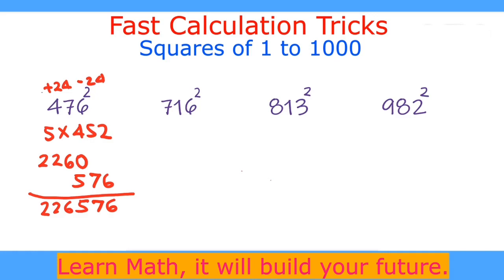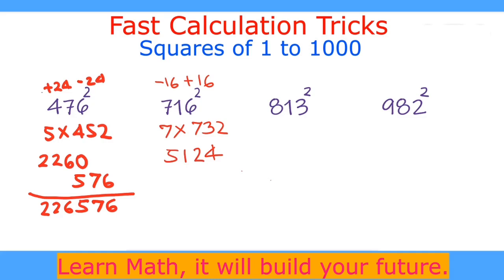Now 716 is close to 700. So we subtract 16 from 716 and also add 16 to 716. On subtracting 16, we get 700, and for 700 I write 7 multiplied by 716 plus 16, which is 732. So on multiplication we get 7 times 2 is 14. We write 4 and carry 1. 7 times 3 is 21 plus 1 is 22. We write 2 and carry 2. 7 times 7 is 49 plus 2 is 51.